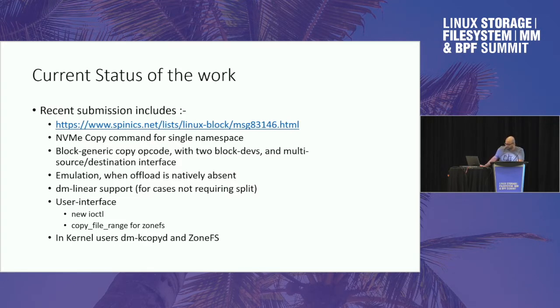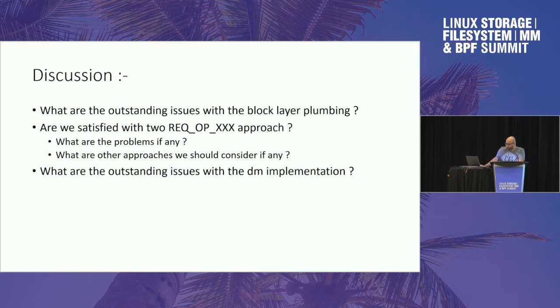So the current state of work is the recently posted series by Samsung. It has a block layer generic copy opcode with a multi-source and destination interface. It also has emulation to offload if the native device doesn't support copy offload. It has support for DM linear, where it doesn't require any splitting. It also has new ioctls and in-kernel usage, such as zonefs, copy_file_range, and kcopyd.